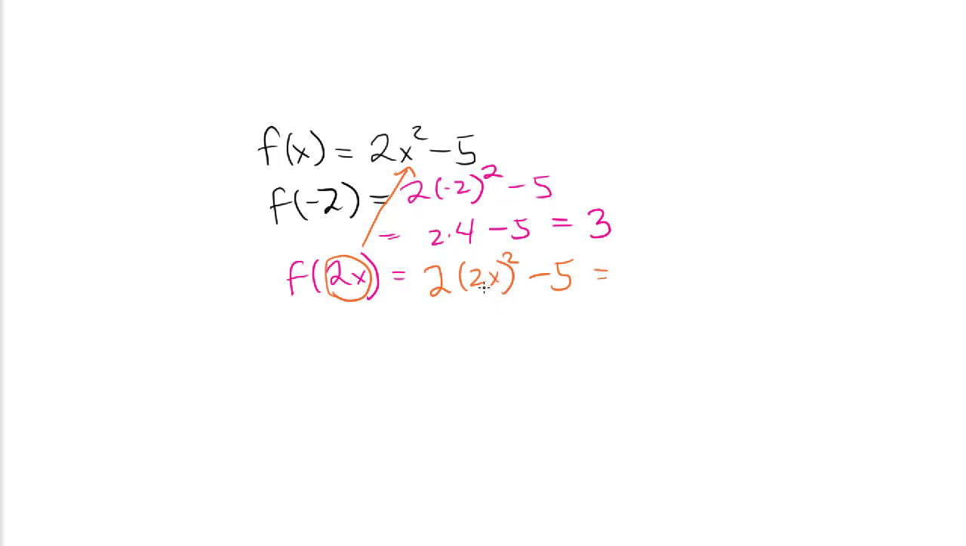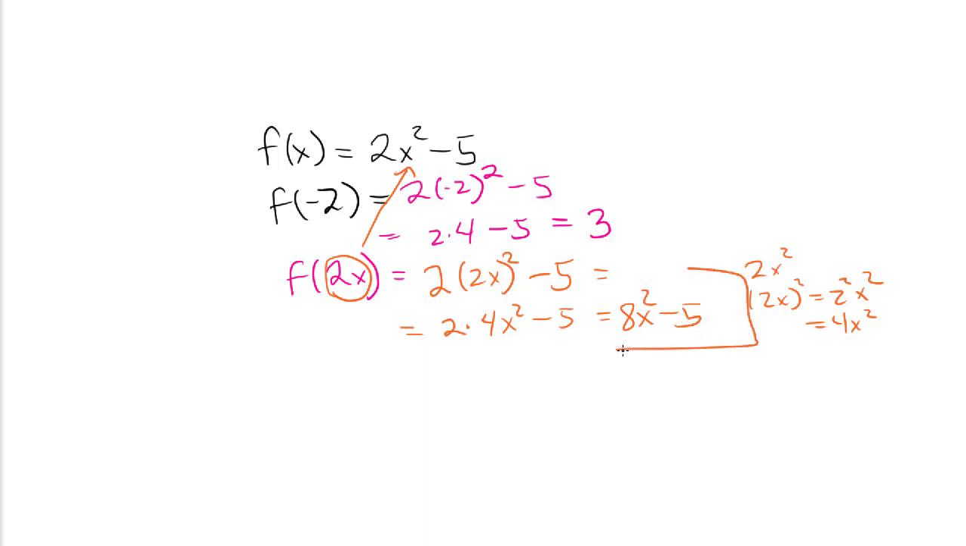What does that equal? Well, 2x squared, be careful, 2x squared is not just 2x squared. 2x squared is 2 squared x squared, which is 4x squared. That's a typical mistake students sometimes make. So this becomes 2 times 4x squared minus 5. That's 8x squared minus 5. This is the answer. This is the output for my function when I input 2x. Notice my output is also a function of x. Don't be confused by that.